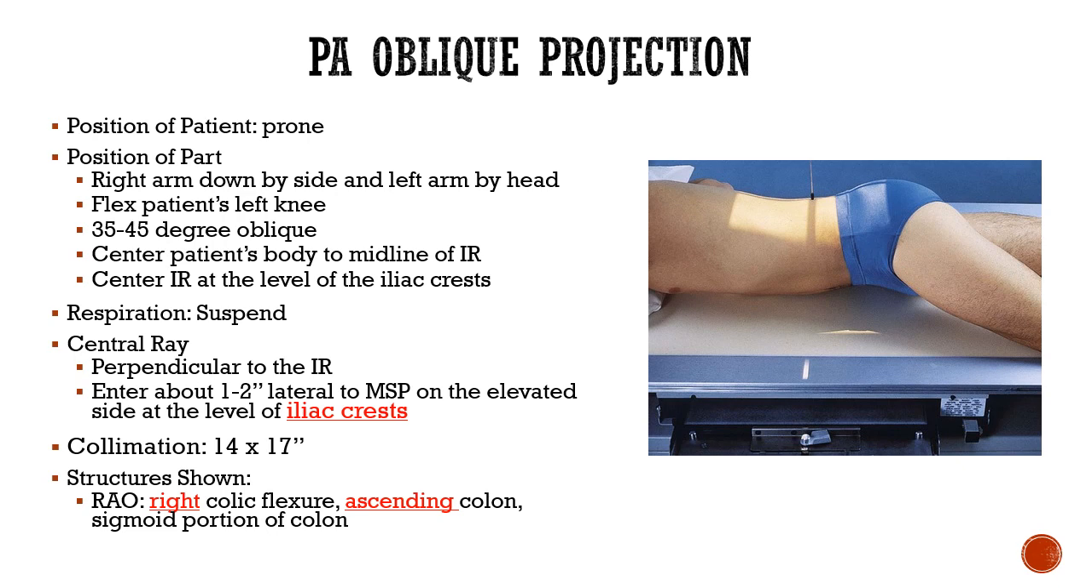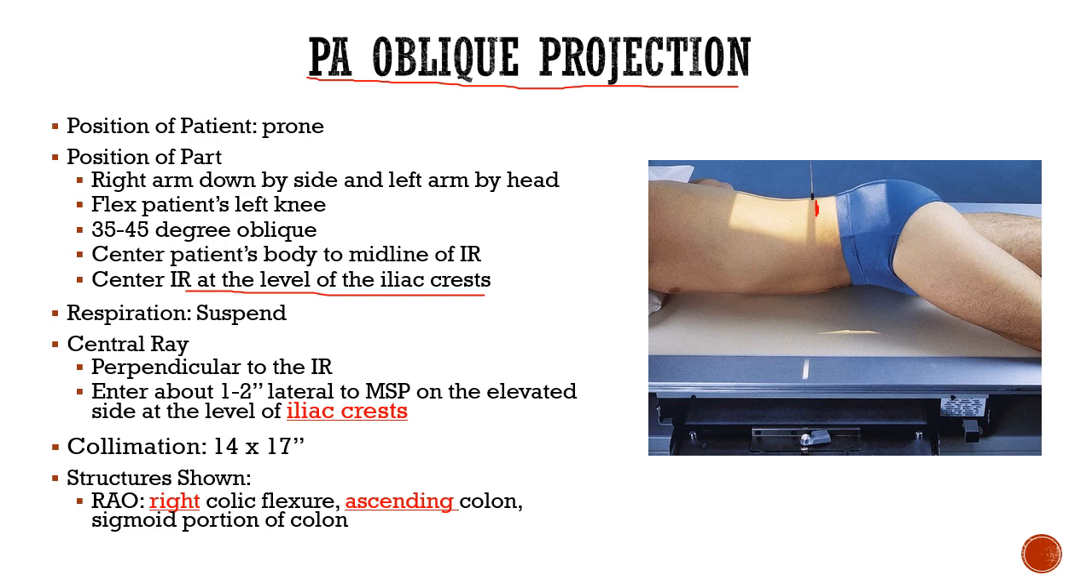Now, if we do the PA obliques, we're going to see the opposite thing. We're going to see the side down, the side closest to the image receptor. We're going to do the exact same oblique with flexing the patient's knee, arm behind the side. The entire body is in that oblique. So it's not just a part of it, it's the entire body. We're going to center to the level of the iliac crest and suspend respiration. We're going to enter about 1 to 2 inches lateral to the mid-sagittal plane on the elevated side at the level of the iliac crest again. So at the same level as we were before.